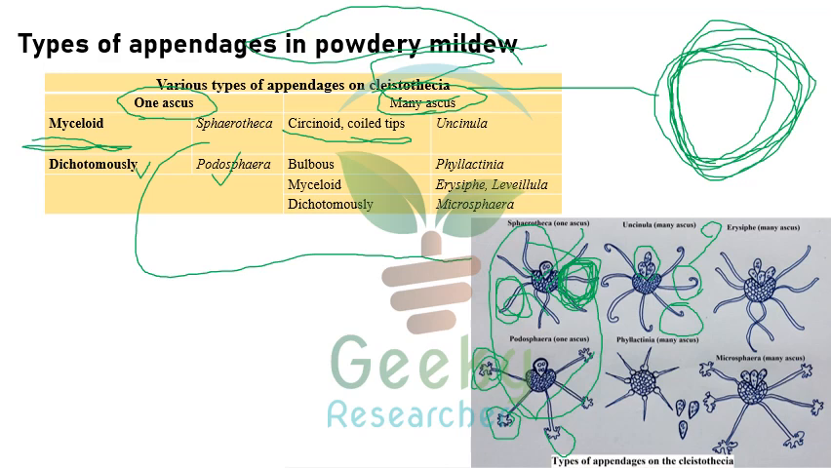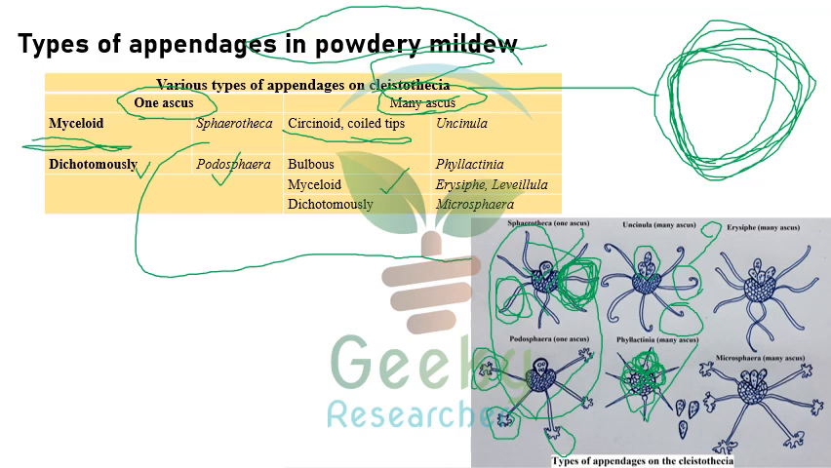The next one is the bulbous appendage. You can see here at the start of the appendages, it looks bulb-like, like an onion bulb, right? So many asci with bulbous appendages are produced by Phyllactinia. That is Phyllactinia.